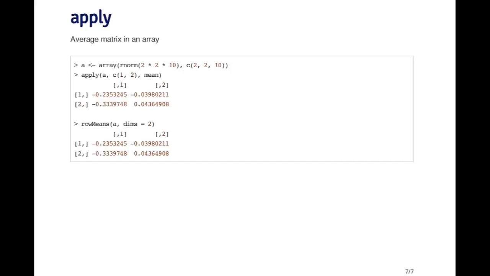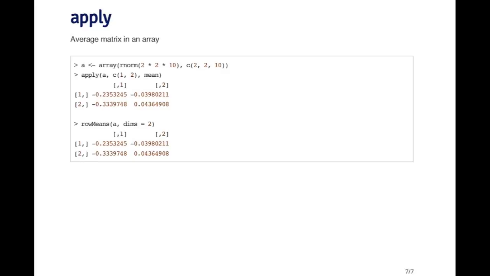And the idea is, I have a bunch of 2 by 2 matrices, and I want to take the average of those 2 by 2 matrices. So the average of a bunch of 2 by 2 matrices is going to be another 2 by 2 matrix, which is the mean. And so I can call apply on this array, and I want to keep the first and the second dimension, but I want to collapse the third dimension. So here, when I give the margin, I give it 1 and 2, which I want to preserve, and then 3 is not there, which means I want to collapse the third dimension. And the function I pass it is the mean.